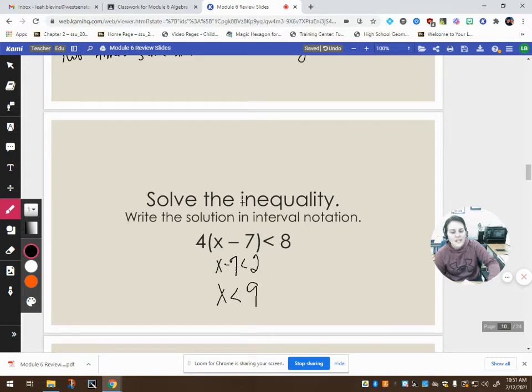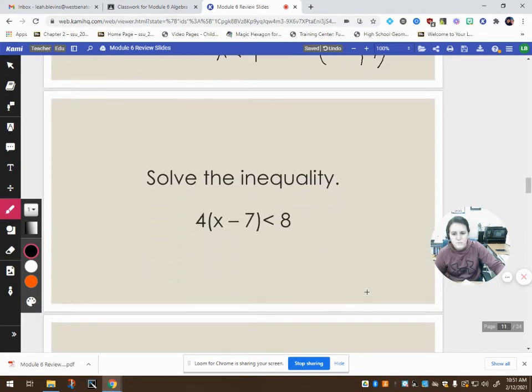It says to write it in interval notation. Now, I like to look at the graph when I go to write it in interval notation, just because I guess maybe I'm a visual person. But we're looking at the values of x that are less than 9. So it's pointing way down here. We read the graph from left to right. So I'm starting at negative infinity, and it comes up to 9, and we don't include 9. So this is my answer, written in interval notation.